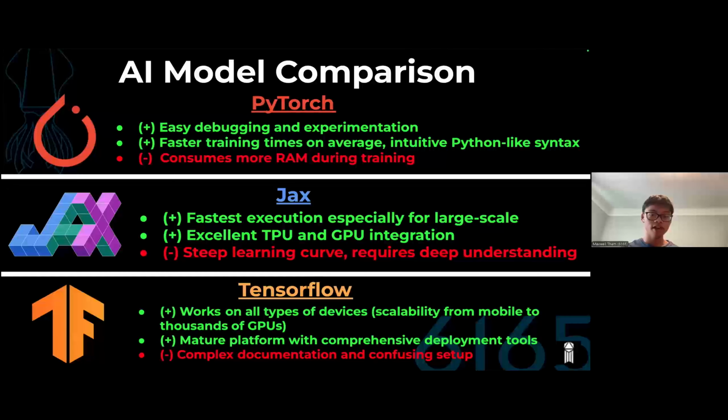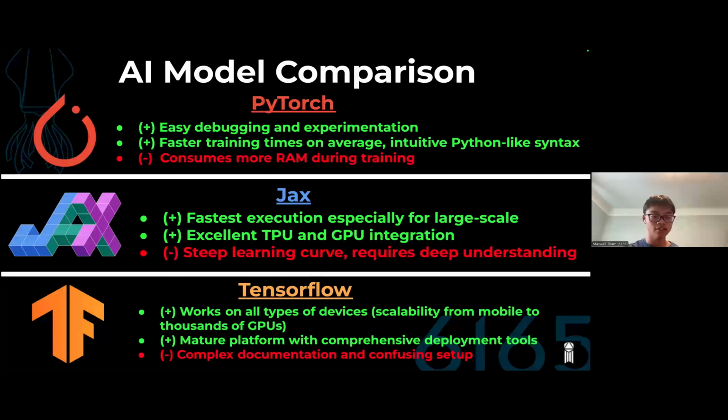But even after we did label our AI model, we still needed to know which AI model to use to train it. We did consider PyTorch as one of the options. PyTorch is generally easier for debugging and implementation, experimentation, and it has faster training times on average, but it does consume a lot of RAM during training. So we decided not to use it. It was an option for us.